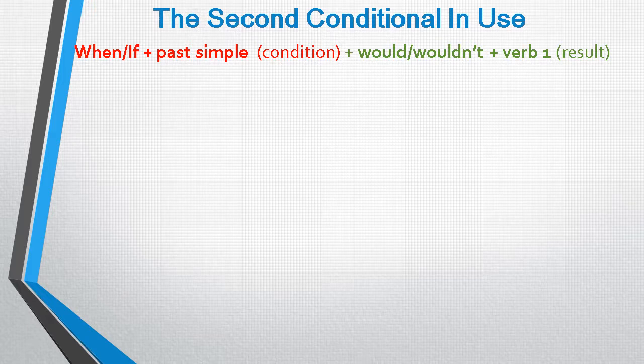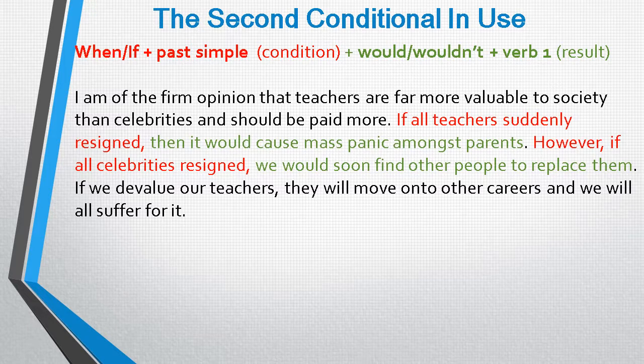And our example paragraphs. I am of the firm opinion that teachers are far more valuable to society than celebrities and should be paid more. If all teachers suddenly resigned, then it would cause mass panic amongst parents. However, if all celebrities resigned, we would soon find other people to replace them. If we devalue our teachers, they will move on to other careers and we will all suffer for it.